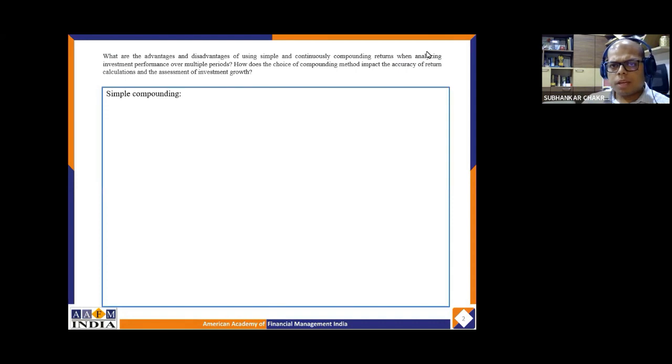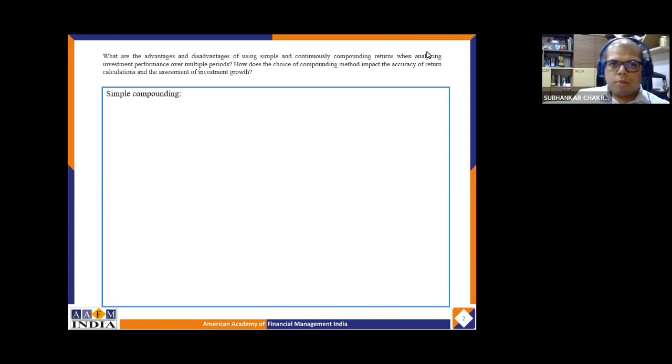Let's say you made an investment for 5 years, 3 years, 2 years, or 1 year, and there is quarterly compounding. If your investment is for 3 years with quarterly compounding, then 4 quarters a year, so 12 quarters, your money is getting compounded every quarter for 12 quarters. So that is simple compounding.